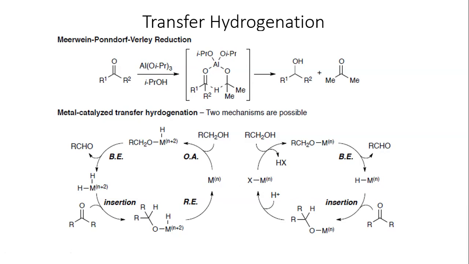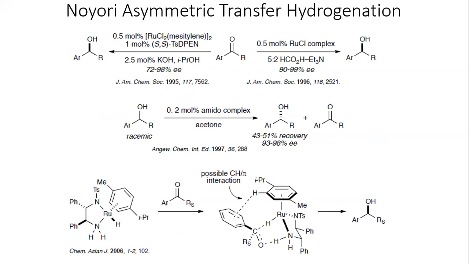But the point is that the hydrogen source is not H2. It comes from somewhere else. And so again, Noyori has taken this reaction and optimized it using his ruthenium system, right? And here the chiral ligands are different, but he's able to optimize this, right? If you look over here at 0.5 mole percent catalyst loading with the ruthenium complex and a 5:2 ratio of formic acid to triethylamine, that's your hydrogen source, right?